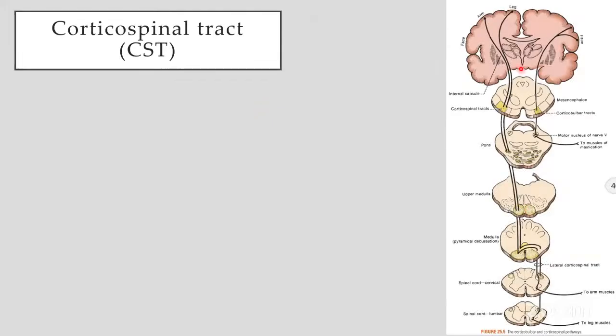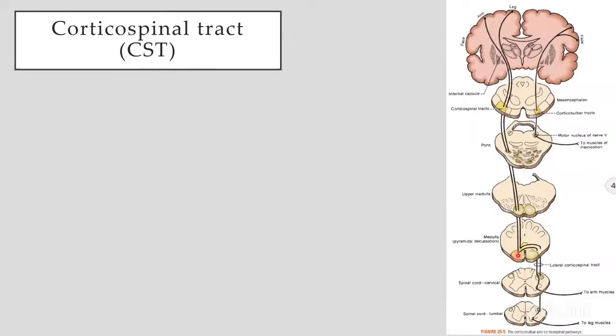The corticospinal tract starts from the primary motor cortex, premotor cortex, and the supplementary motor areas. Then it combines to form the corona radiata fibers. It combines to form the internal capsule. From the internal capsule, it proceeds forward into the midbrain as the cerebral peduncles. Then it proceeds into the pons and the medulla as the pyramids.